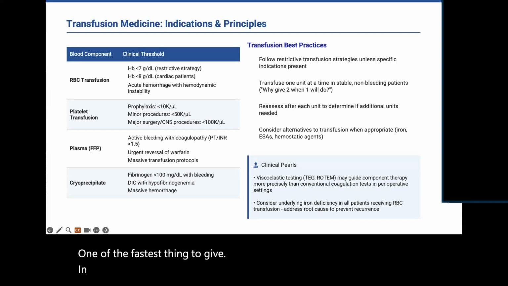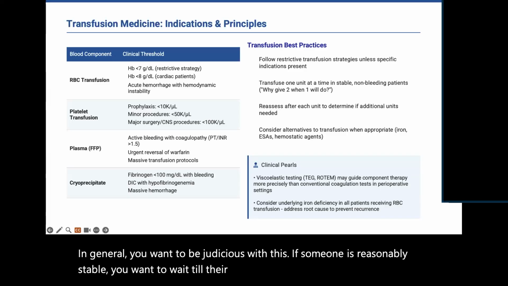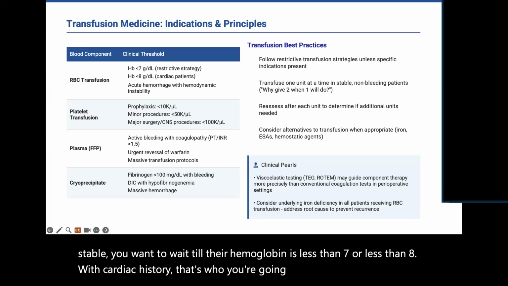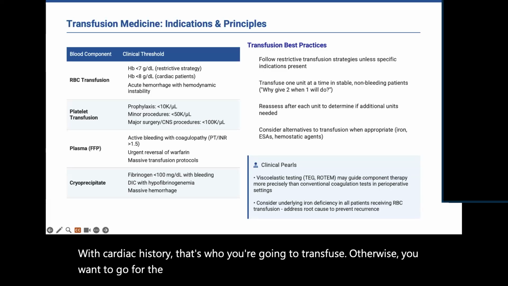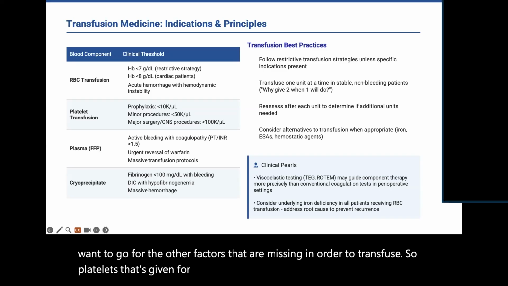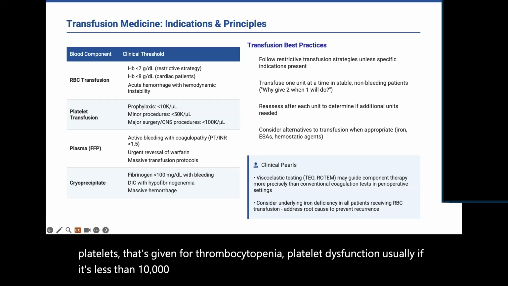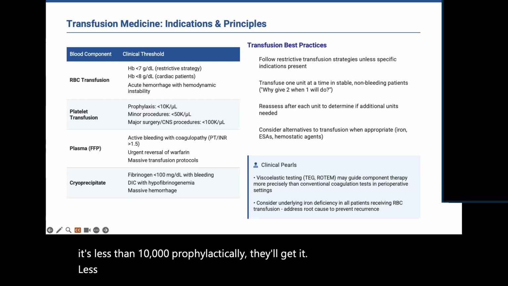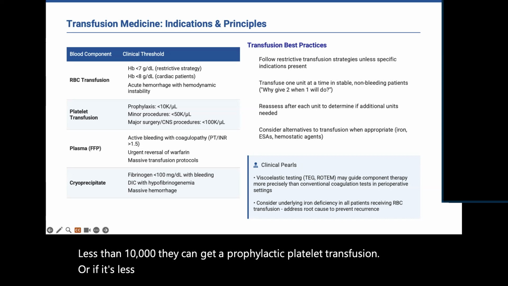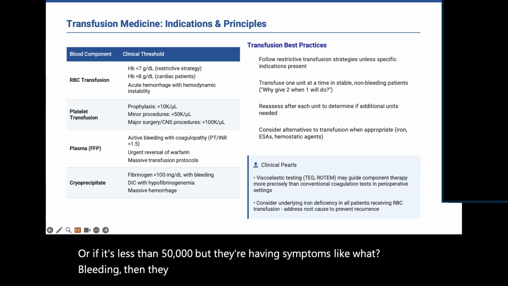In general, you want to be judicious with this. If someone is reasonably stable, you want to wait till their hemoglobin is less than 7, or less than 8 with cardiac history. That's who you're going to transfuse. Otherwise, you want to go for the other factors that are missing in order to transfuse. So platelets, that's given for thrombocytopenia, platelet dysfunction. Usually, if it's less than 10,000, they can get a prophylactic platelet transfusion. Or if it's less than 50,000, but they're having symptoms, like what? Bleeding. Then they can get a platelet transfusion.